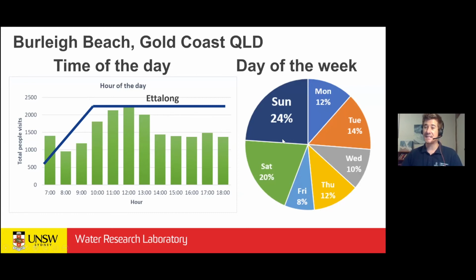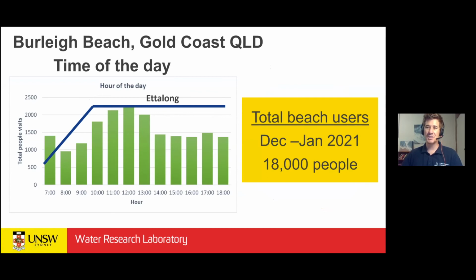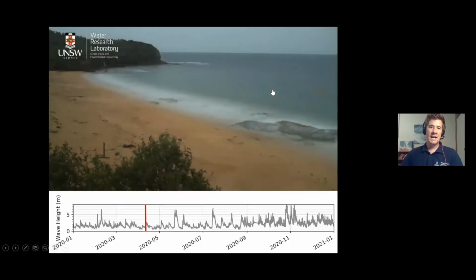Sunday is also the busiest day, as we've seen at a lot of these sites. Total beach users between December and January was about 8,000 people, based on our assumption of people staying for 1 hour. Other uses: coastal monitoring.